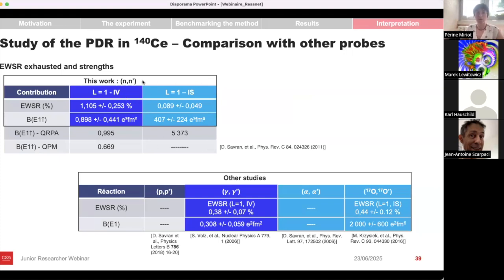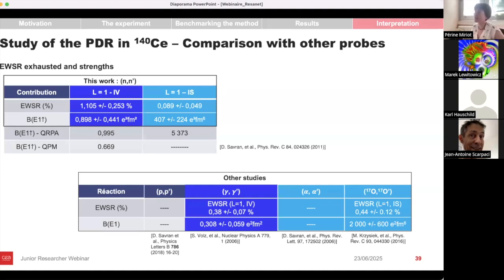So if we first have a look at the isoscalar components, we see that with the neutron probe, we have a lower energy-weighted sum and a lower transition probability than the one expected with the prediction, and than the one obtained with the isoscalar oxygen-17 probe. However, regarding the isovector component, we are in quite good agreement with the microscopic prediction, and we have a higher isovector contribution than the gamma-gamma prime reaction. So this is a first interpretation in terms of the isospin component in the pygmy region.